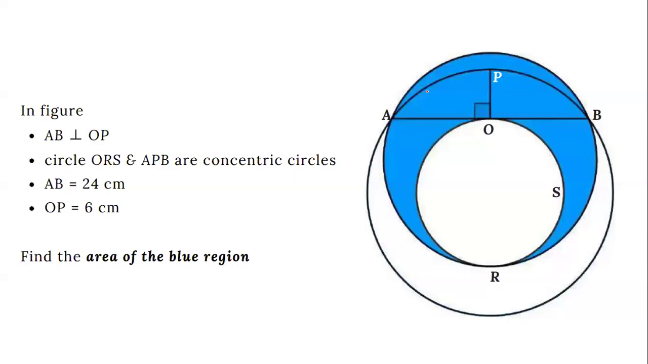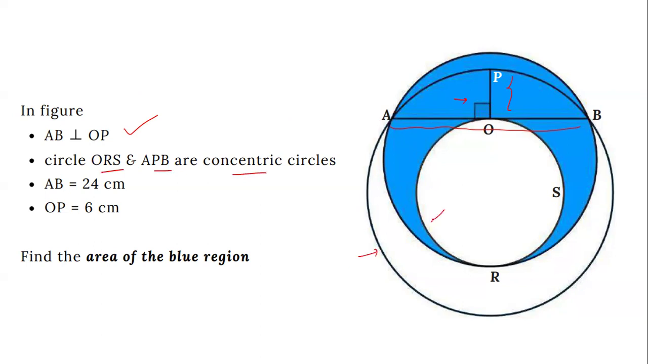So hello guys, in this video we are going to solve this problem. In this problem it is given that AB is perpendicular to OP. You can see that this line AB and this line OP both are perpendicular. This is a 90-degree angle, and circles ORS and APB are concentric circles.